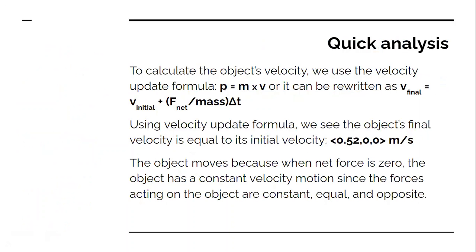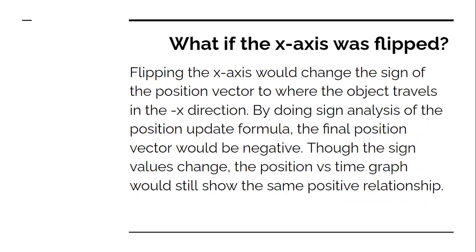The important part about this lab is calculating constant velocity motion, because sure, we can observe it on a graph, but we need the numbers to prove us right. To calculate the object's velocity, we use the velocity update formula, which is very similar to Newton's second law, no surprise there, and we see that the object's final velocity is equal to its initial velocity, 0.52 meters per second. Therefore, we know that it moves with a constant velocity, especially since the net force is set to 0. And we know that the forces acting on the object are constant, equal, and opposite.